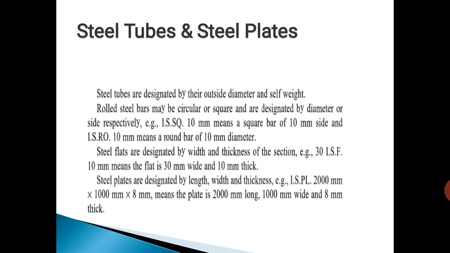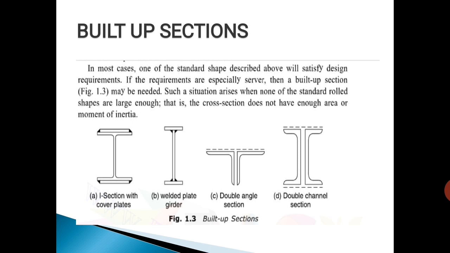Steel flats are designated by width and thickness of the section. For example, 30 ISF 10 mm means the flat is 30 mm wide and 10 mm thick. Steel plates are designated by length, width and thickness. For example, ISPL 2000 mm by 1000 mm by 8 mm means the plate is 2000 mm long, 1000 mm wide and 8 mm thick. Okay, so these are the steel tube and steel plate examples.